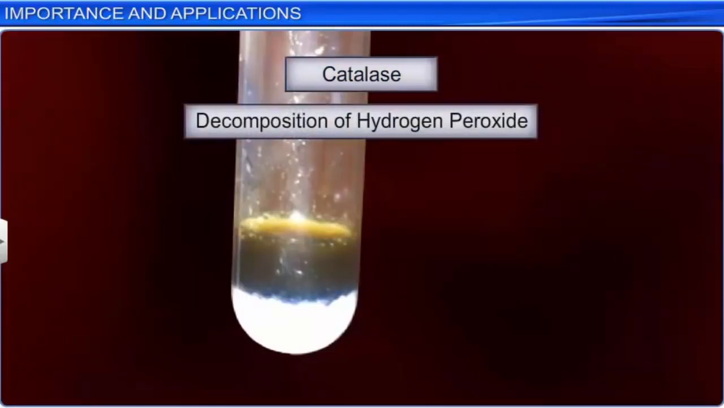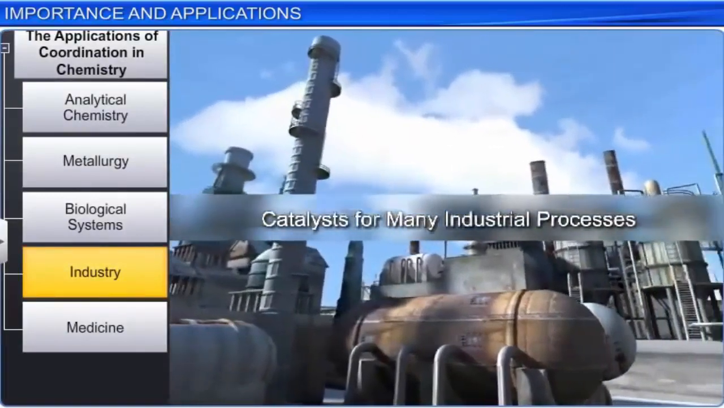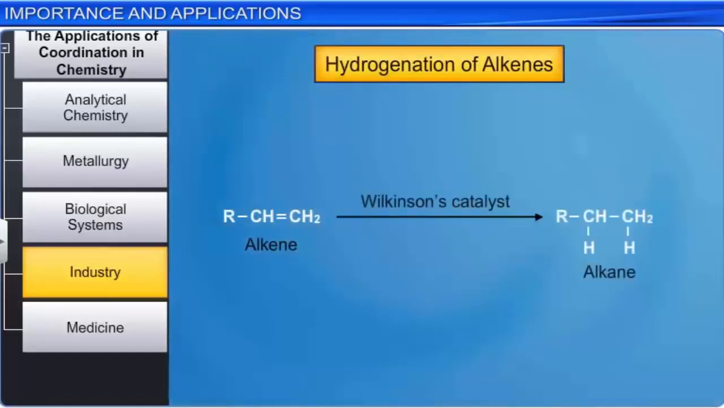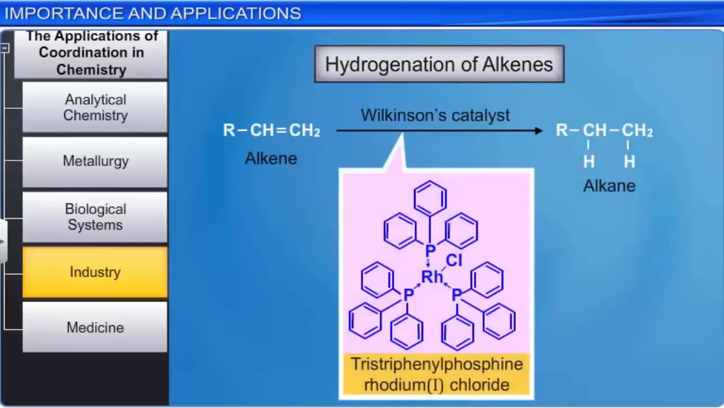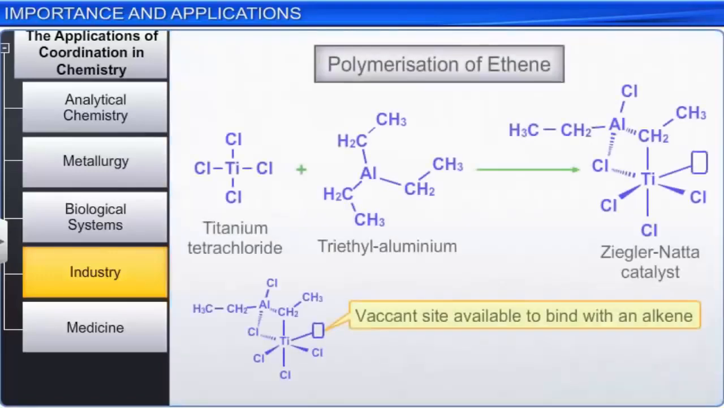One of the applications of coordination compounds is their use as catalysts for many industrial processes. For example, in the hydrogenation of alkenes, a complex metal catalyst, tris(triphenylphosphine)rhodium(I) chloride, which is also known as Wilkinson's catalyst, is used. Similarly, another complex metal catalyst, known as Ziegler-Natta catalyst, which is a combination of titanium tetrachloride and triethylaluminium, is used in the polymerization of ethene.